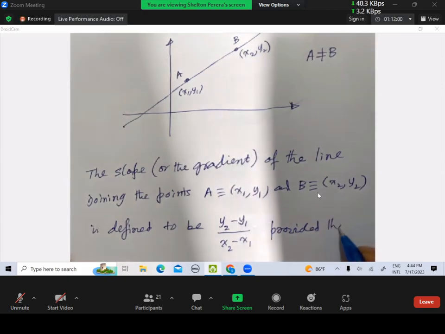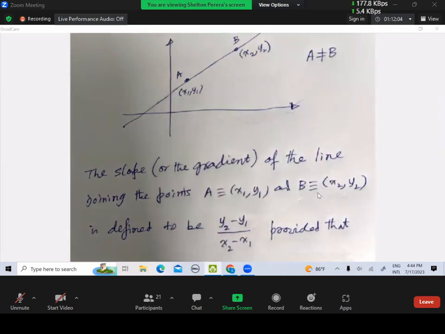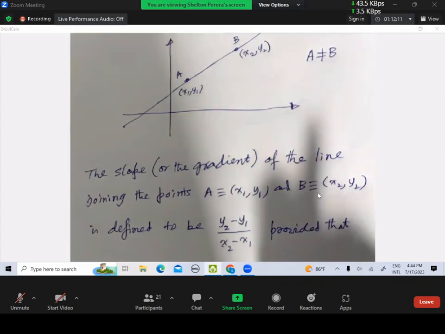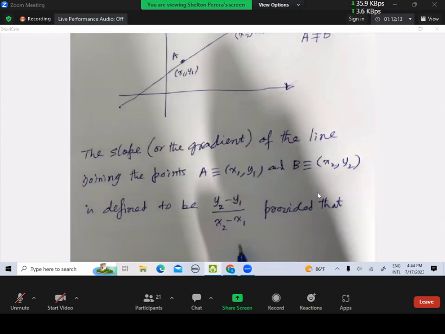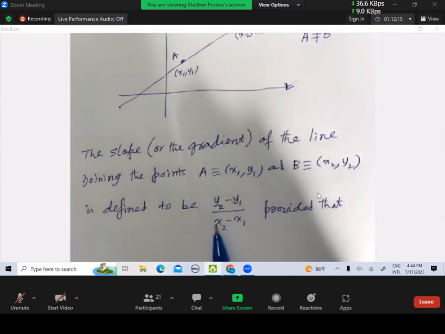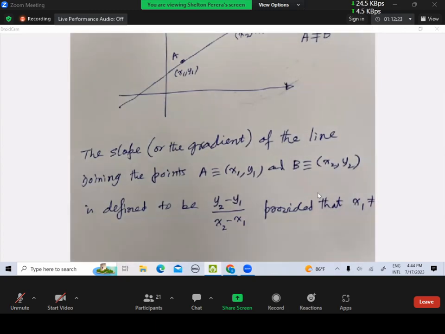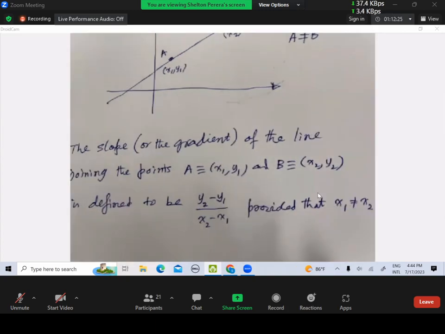Provided that there is a denominator. If it is 0, we cannot have this as a definition. x2 should not be equal to x1. If x2 is equal to x1, the denominator is equal to 0. So provided that x1 is not equal to x2.